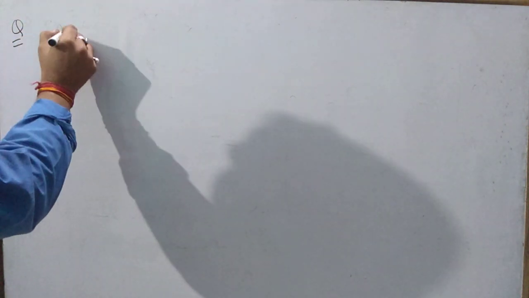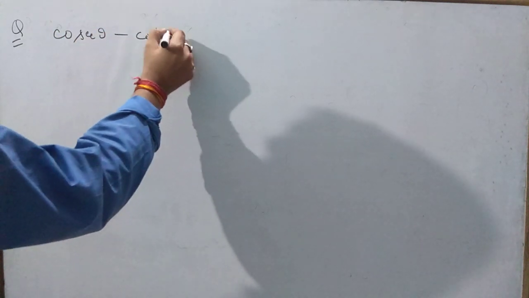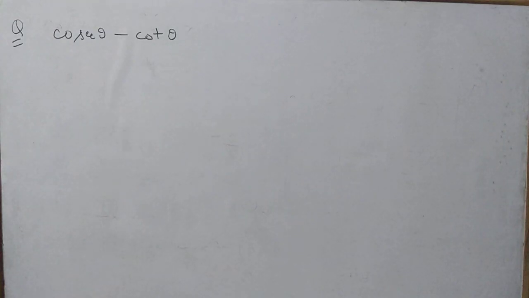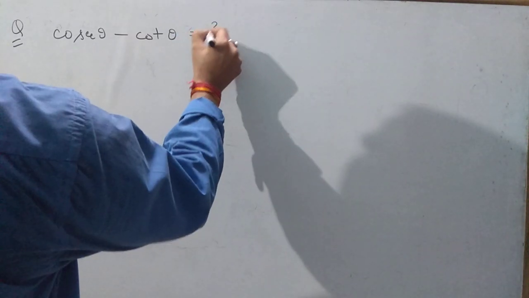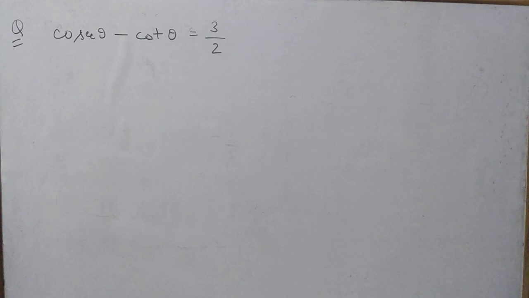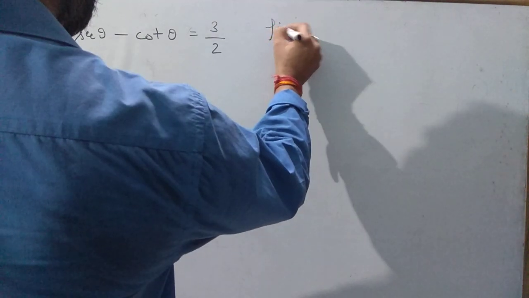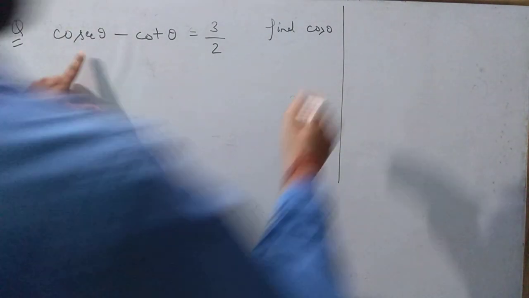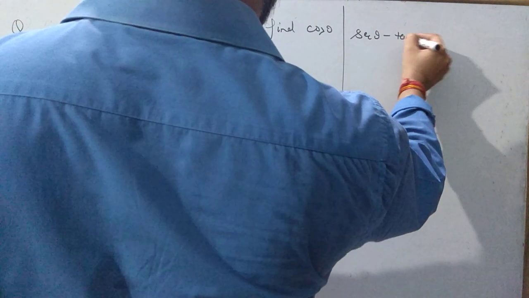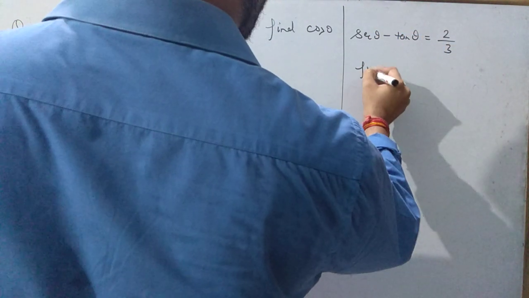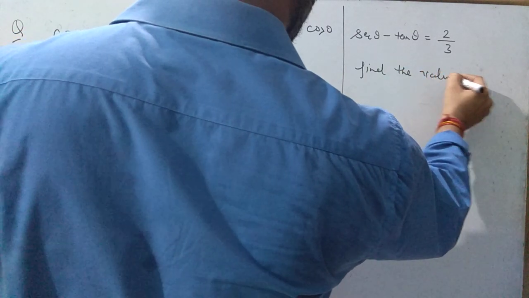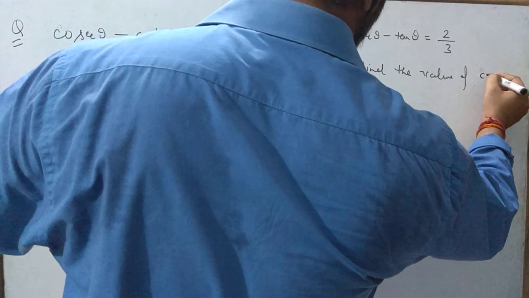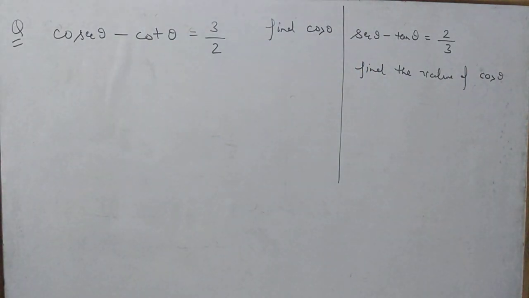Now suppose there is one more good question. Cosec theta minus cot theta is given as 3 by 2, and the question says find cos theta. This question can also be given in this manner: sec theta minus tan theta is given, suppose 2 by 3, find the value of cos theta and so on. This is a very good question.